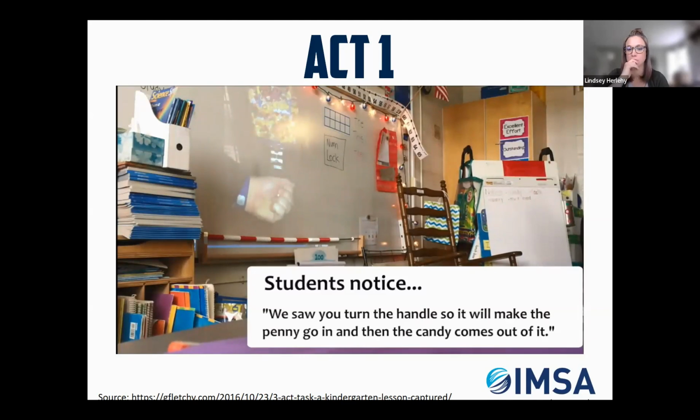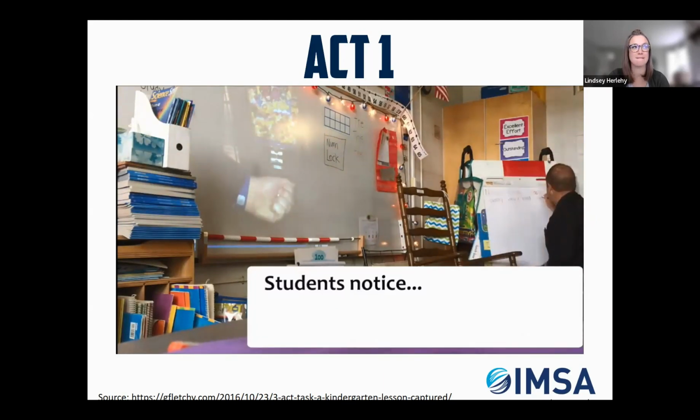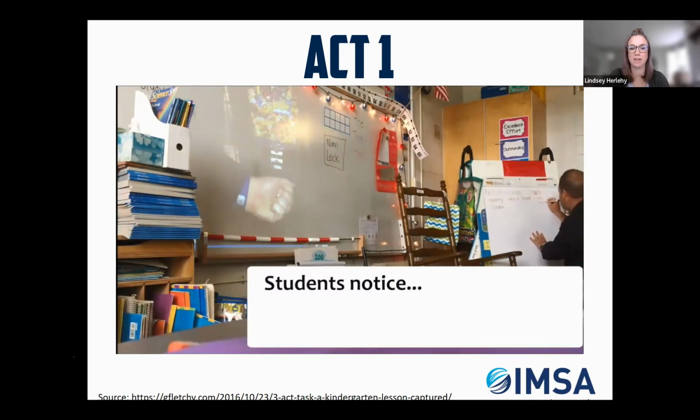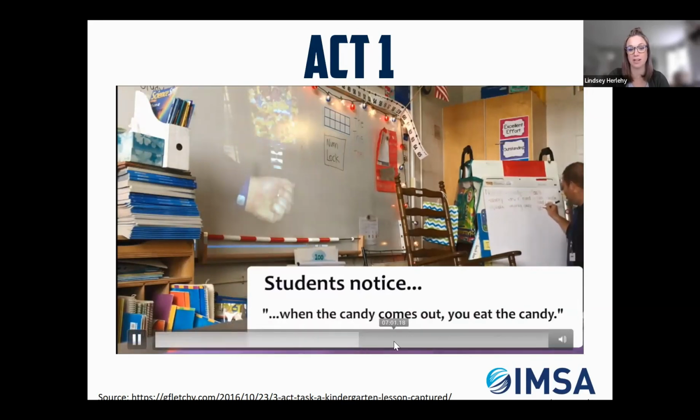You turn the handle so it will make the penny go in, and then the candy comes out of it. Oh, so you saw me turn the handle, and then you pick the candy out. And when I took the candy out, where did I keep the candy? In here. Right, I'm going to fast forward it a little bit to see what they are wondering. Let me see if I can.